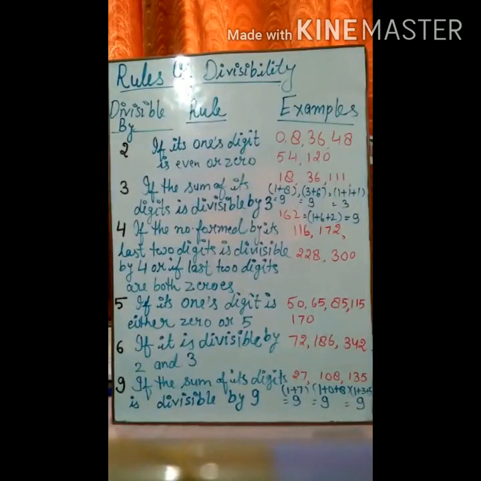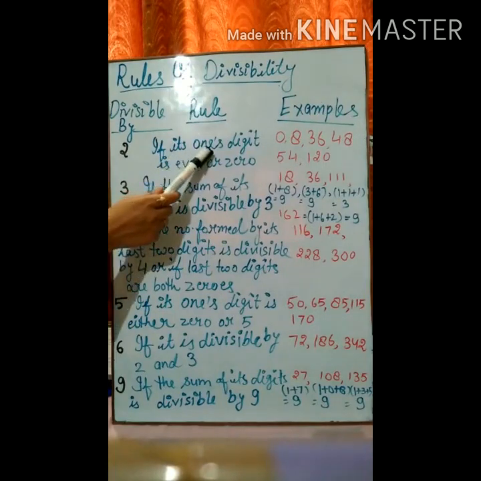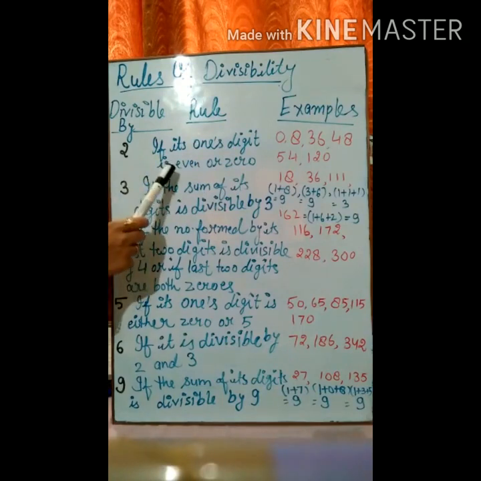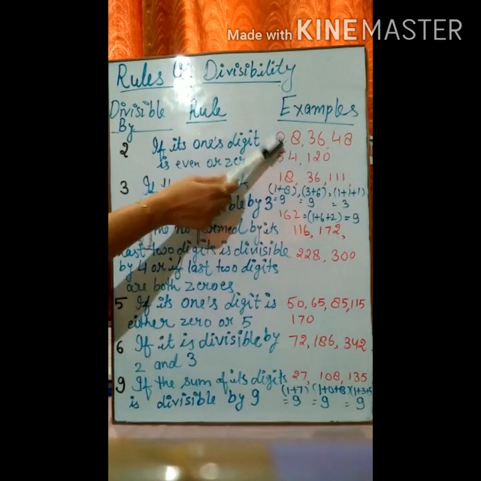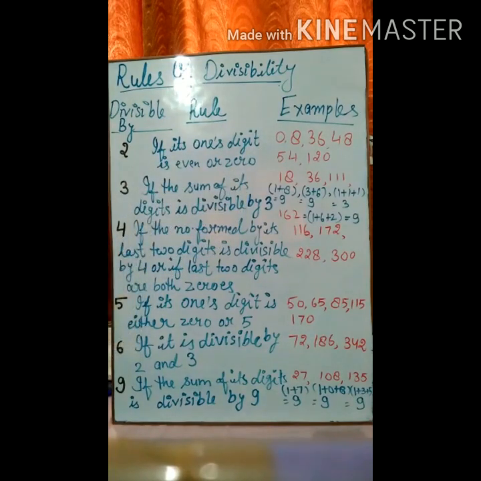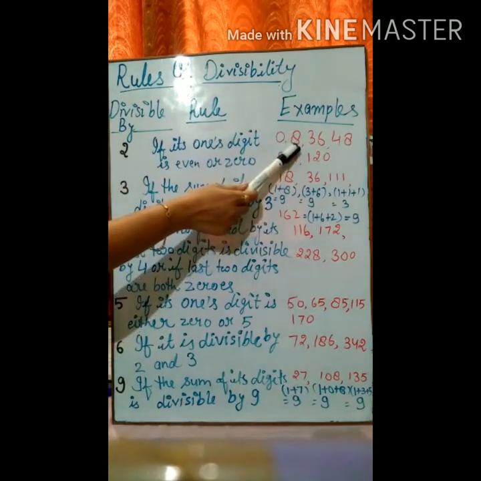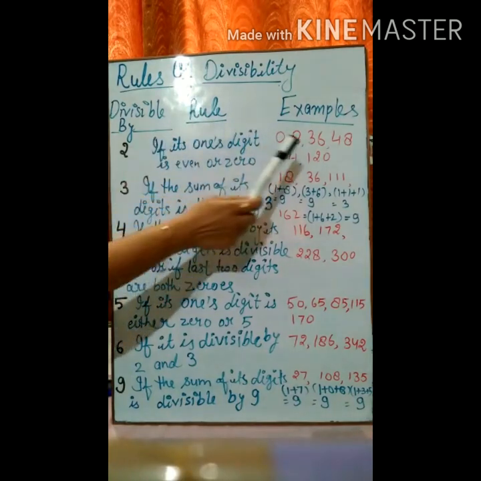Rules of divisibility. A number is divisible by 2 if its ones digit is even or 0. It means if the digit at the unit place is 0 or even, then the given number is divisible by 2. Let's see examples. 0, only one digit is there. It is divisible by 2. 8 is an even number, divisible by 2.